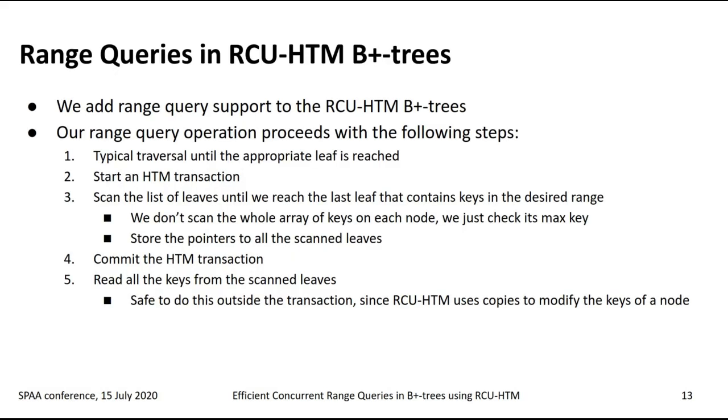In this paper, we extend the RCU-HTM B+ tree by adding range query support, and our range query operation proceeds in the following steps. First, we perform a typical traversal until the appropriate leaf is reached, and then we start an HTM transaction inside which we scan the list of leaves until we reach the last leaf that contains keys in the desired range. During this scan, we only check the max key of each node, and in this way we minimize the memory footprint of the executed transaction, and we store the pointers to all the scanned leaves.